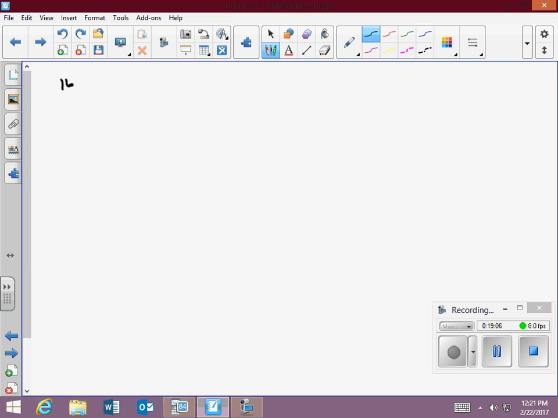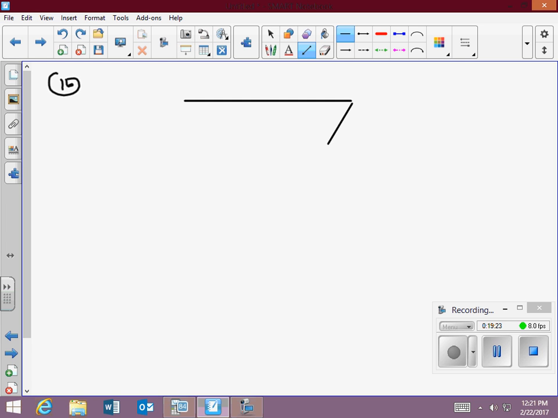Number 16. This is an isosceles trapezoid. So I'm going to try to make this. These legs should be equal if it's isosceles. Those sides should be parallel. And then it's lettered P, Q, R, S.